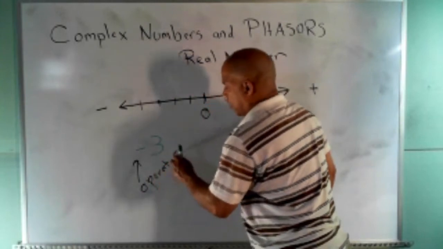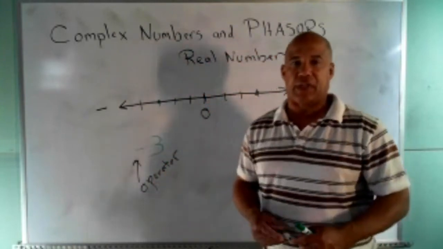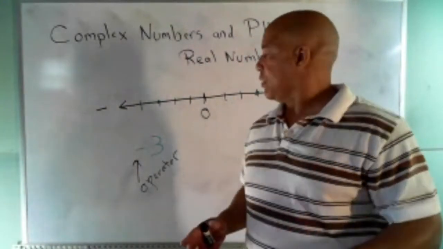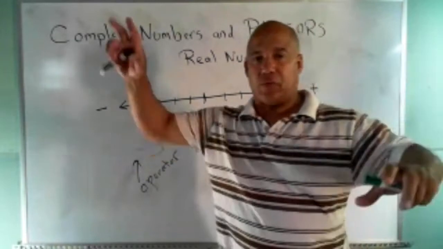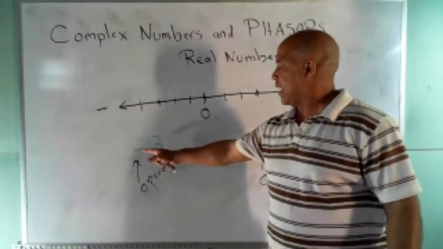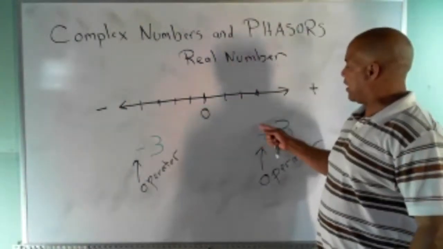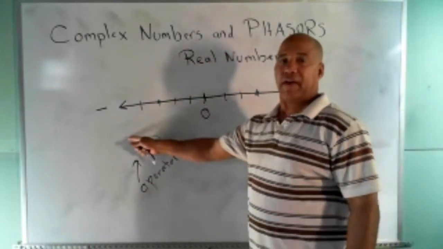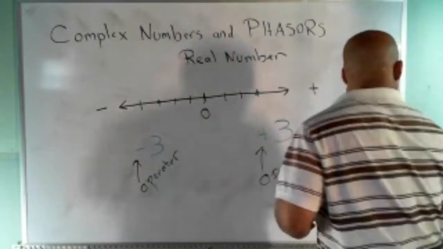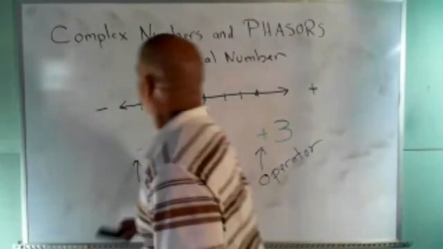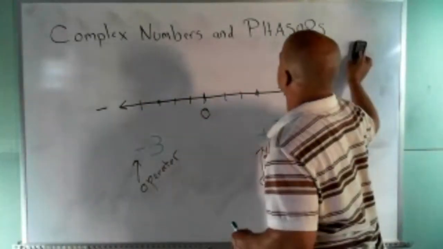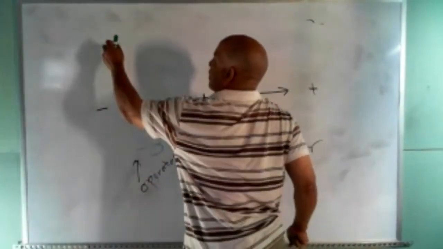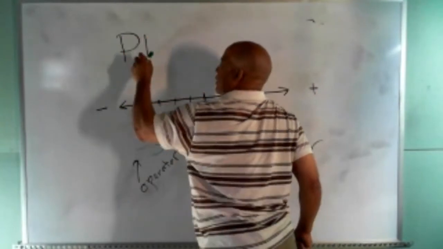You're familiar with operators: addition, subtraction, multiplication. Sometimes operators operate on 2 numbers, and sometimes operators only operate on 1 number. So what this does is it tells you that to get to that 3, I have to go to the right, and to get to this one I have to go to the left. I want to introduce something called phase. This is what may be new. It turns out that every number has what we call phase.